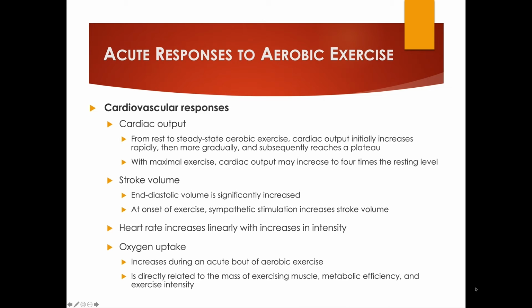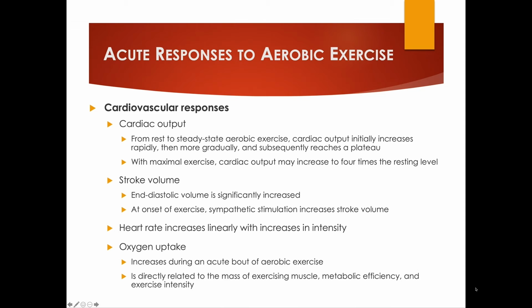So you got acute responses. The cardiac output says from rest to steady state aerobic exercise, cardiac output initially increases rapidly, then more gradually, and subsequently reaches a plateau. So cardiac output, heart rate, systolic blood pressure, all those will increase linearly with intensity. Okay, and if intensity plateaus out, then all these other factors will plateau out as well. It says with maximal exercise, cardiac output may increase to 4 times the resting level.